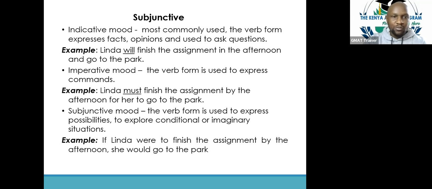And then in the subjunctive mood, the verb form is used to express possibilities, to explore conditions or imaginary situations. For example, if Linda has to finish the assignment by the afternoon, she will go to the park. As you can see in this example, the subjunctive mood is markedly different from the other two moods, the indicative and the imperative mood, in the permutations that the verb form takes, and we're going to explore these in the upcoming slides.